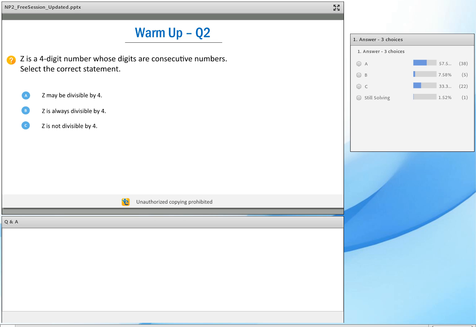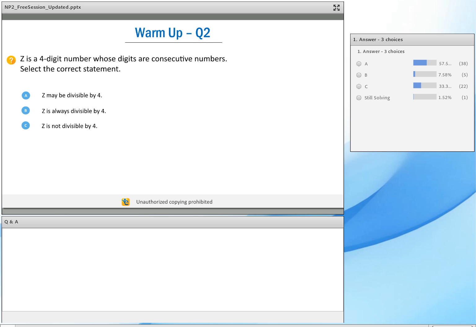So we have a split jury. Choice A is the correct answer. Choice A says z may be divisible by 4. A lot of you chose choice C, which is that z is not divisible by 4. What this indicates to me is that you guys tried to take a few numbers, and yes, you figured out that many of those numbers are not divisible by 4.